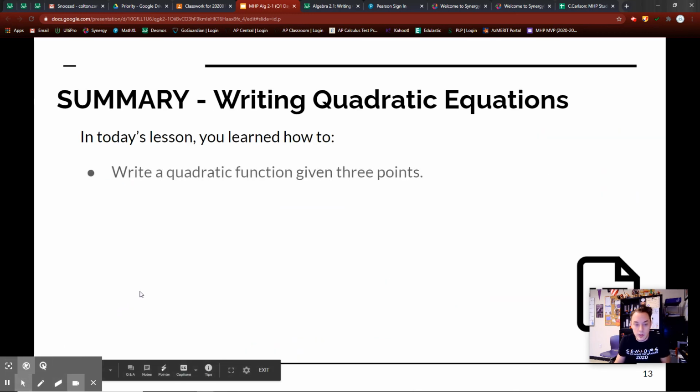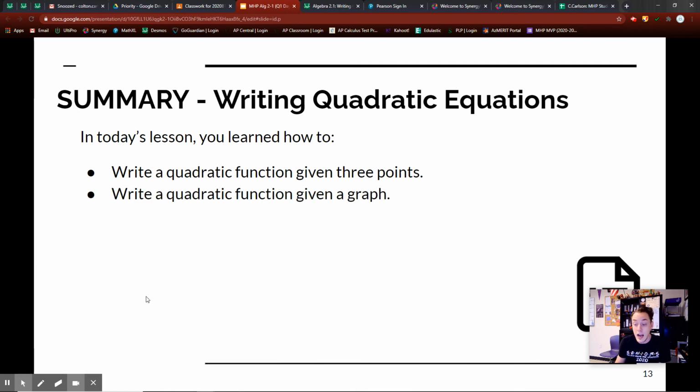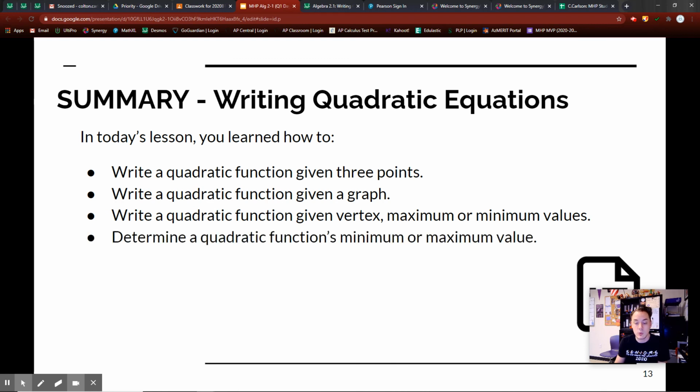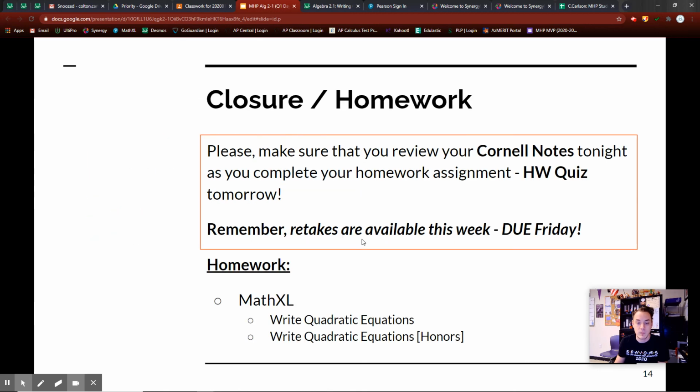Summary, what did we learn? We learned how to write a quadratic function given 3 points, given a graph, given a vertex, maximum and/or minimum values. And then as well, just basically determining a quadratic function's minimum or maximum value. Okay?